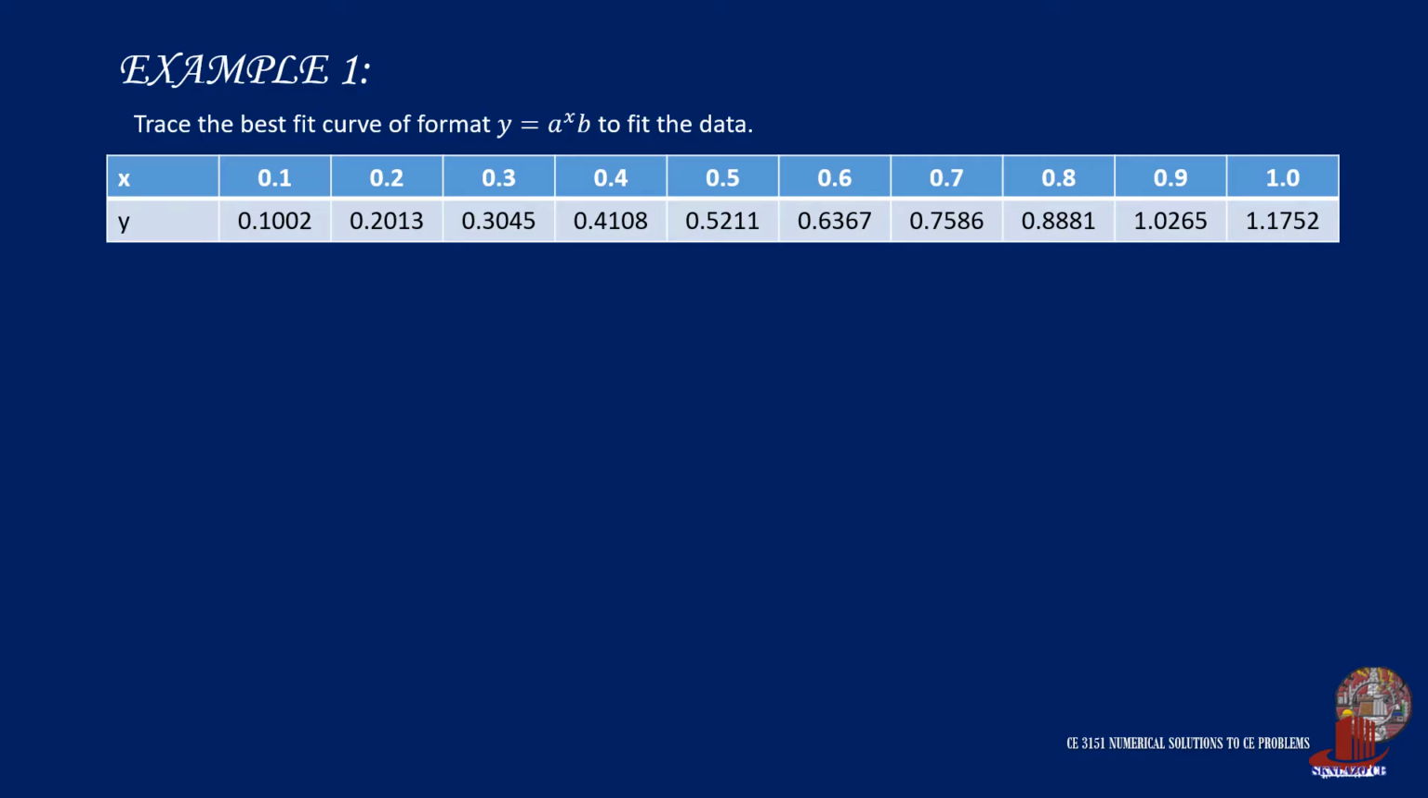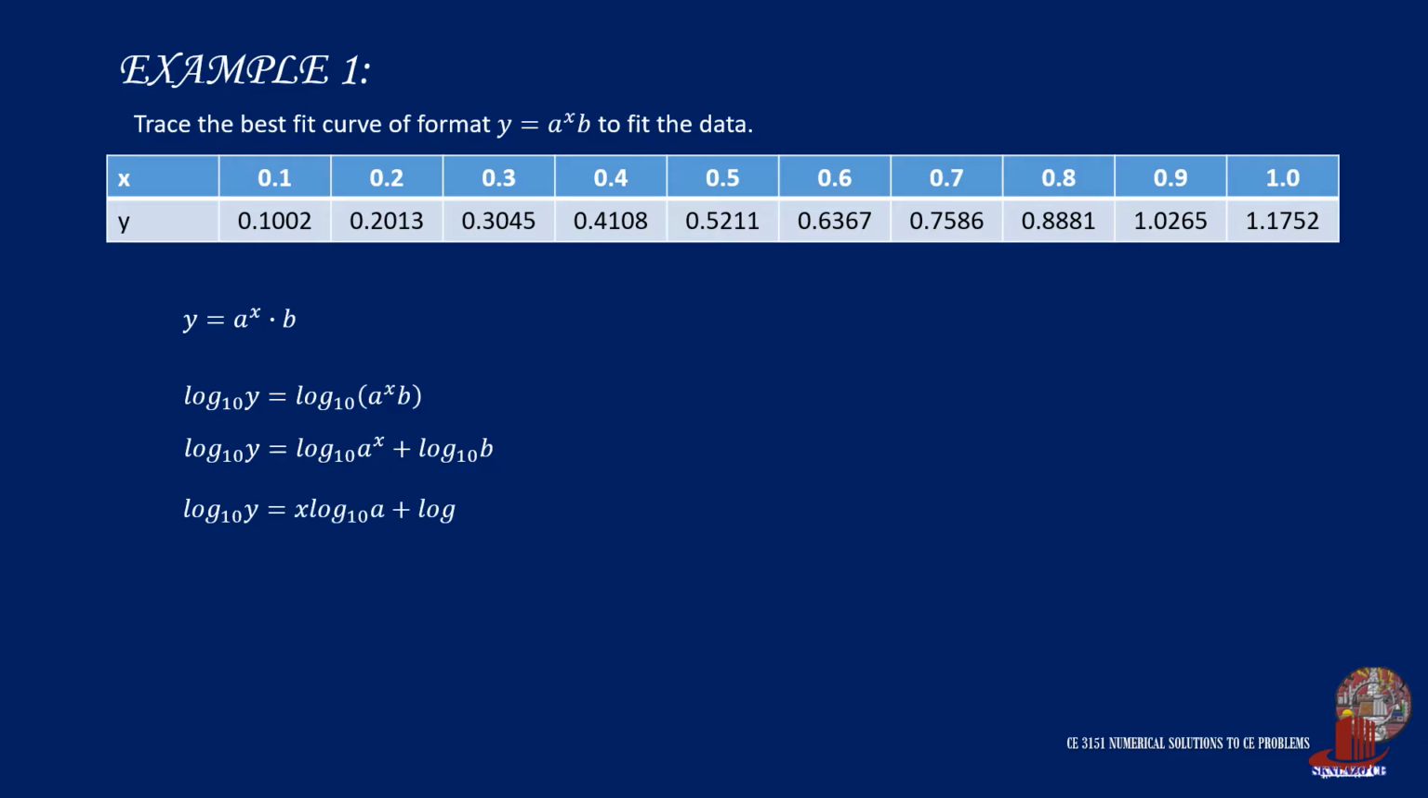Example 1 requires a best fit curve in the form y is equal to a raised to x times b with the following data. Transform the equation into y is equal to ax plus b, and this is done by using the logarithm of the equation, which will turn the formula into logarithm of y base 10 is equal to logarithm of a raised to x times b base 10. Distribute logarithm base 10 on the two terms, making the equation logarithm of y base 10 is equal to logarithm of a raised to x base 10 plus logarithm of b base 10.